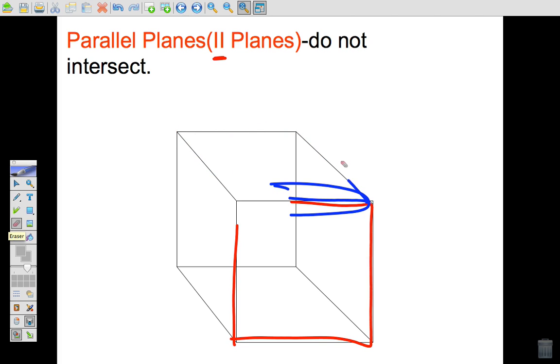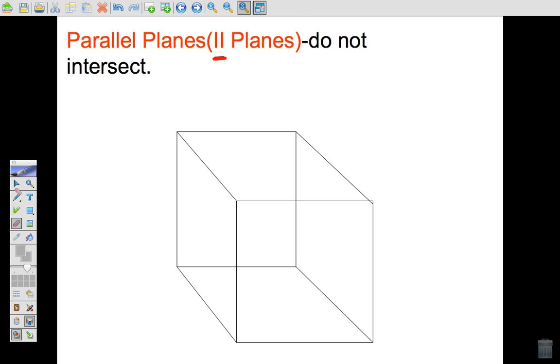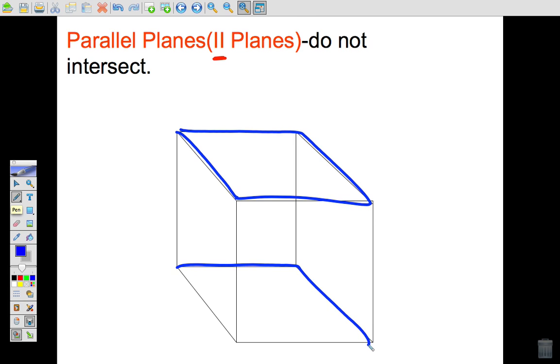What would be parallel planes in this box shape? Well, it might be the top of the box and the bottom of the box, because no matter how far they keep on going out, they're not going to touch. You could have the two sides of the box. They would be parallel planes. You might have the back of the box and the front of the box. Those would be parallel planes. So parallel planes are two sides that do not intersect.